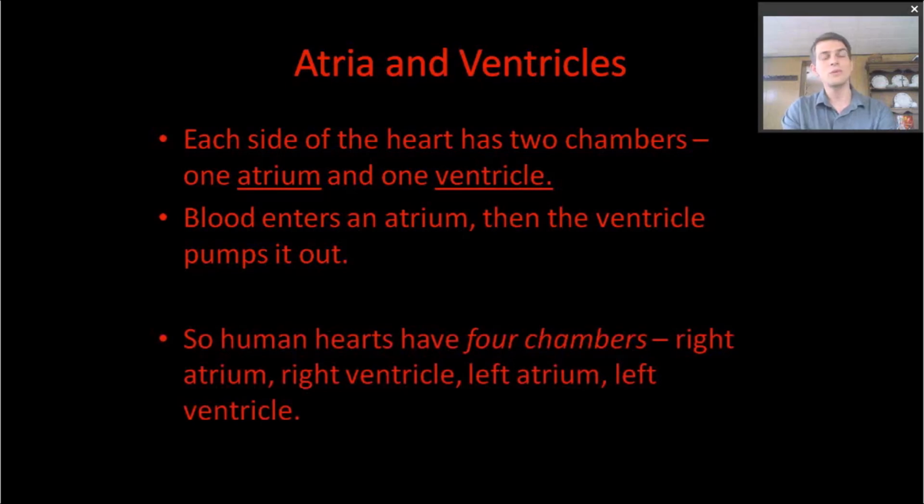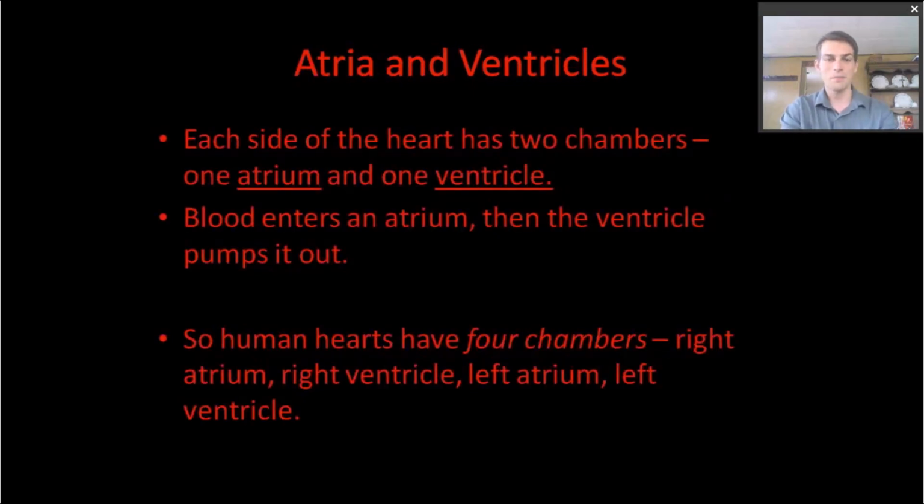So humans have what is called a four-chambered heart. Different animals have different numbers of chambers in their hearts. Like some have just one atrium and one ventricle. But we have four. We have the right atrium, the right ventricle, the left atrium, and the left ventricle. And we're going to talk about what all of these do here. Actually, let's talk about what they do right now.